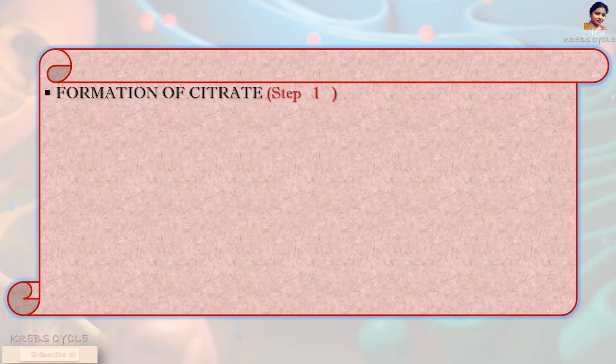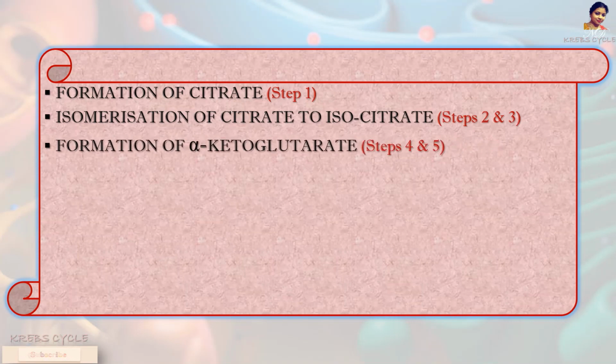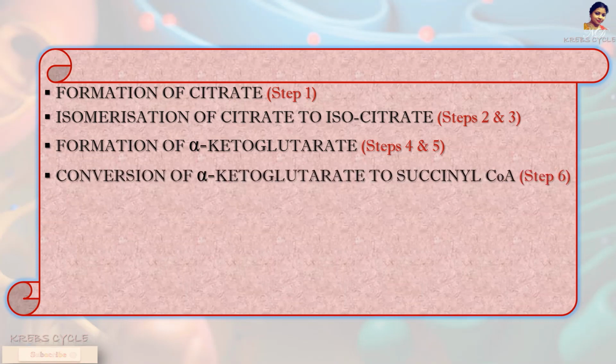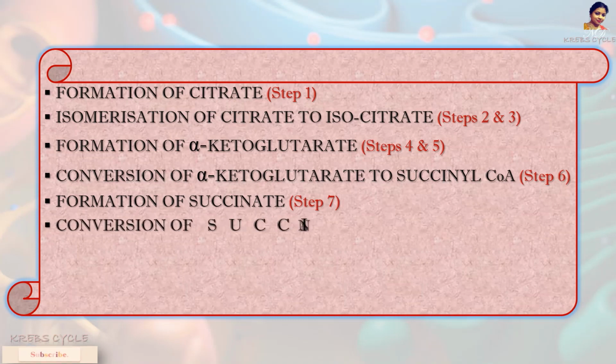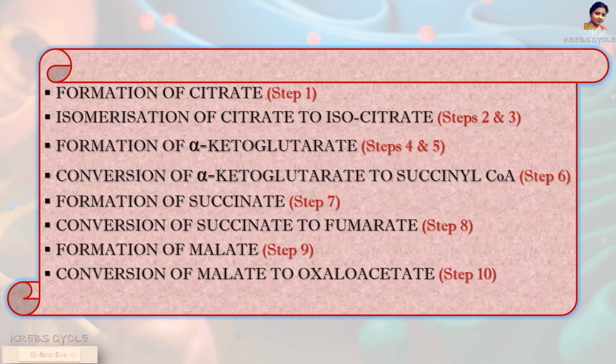The first step includes formation of citrate. Isomerization of citrate to isocitrate takes place in 2 steps, step number 2 and 3. Next, alpha ketoglutarate is formed in step number 4 and 5. Conversion of alpha ketoglutarate to succinyl coenzyme A takes place in step number 6. Succinate is formed in the next step. Succinate to fumarate in step number 8. Formation of malate, step number 9. And oxaloacetate is formed from malate in step number 10. And the cycle continues.